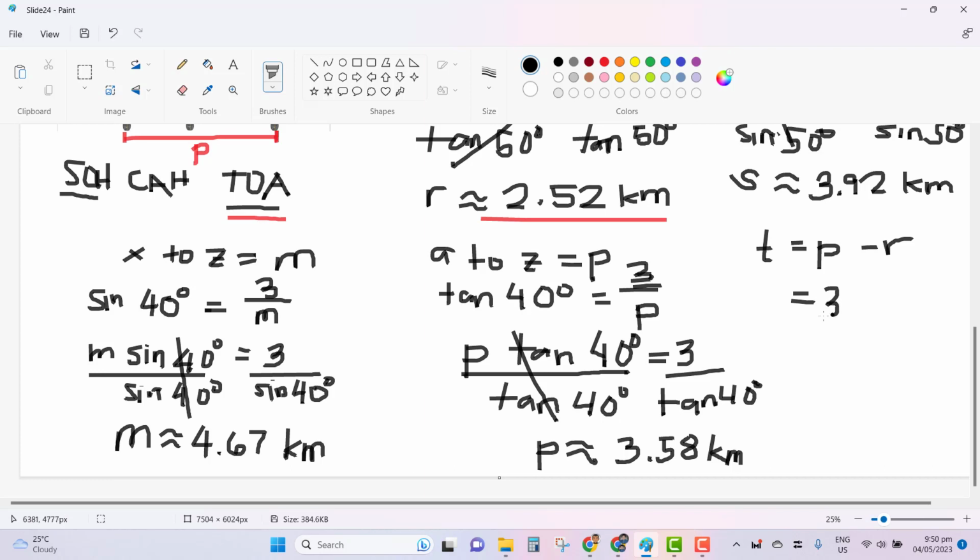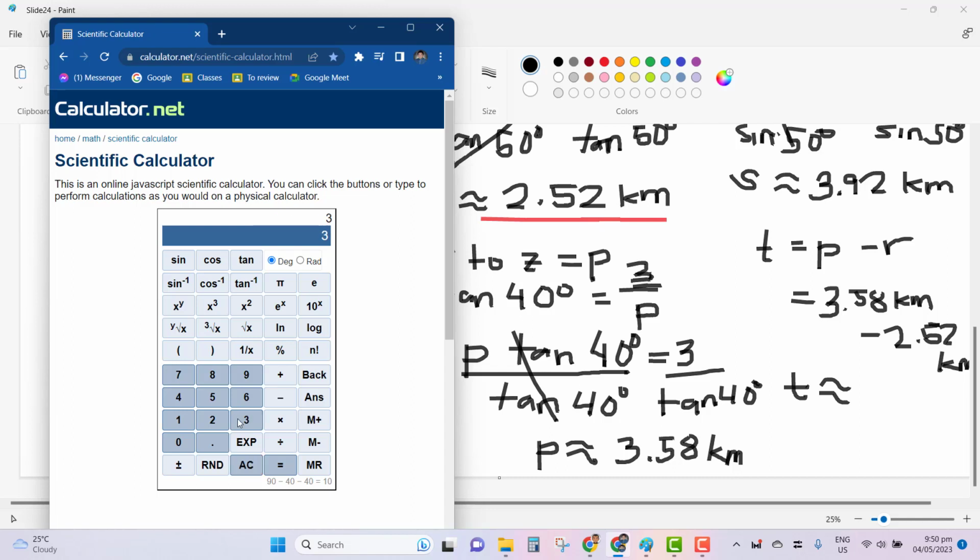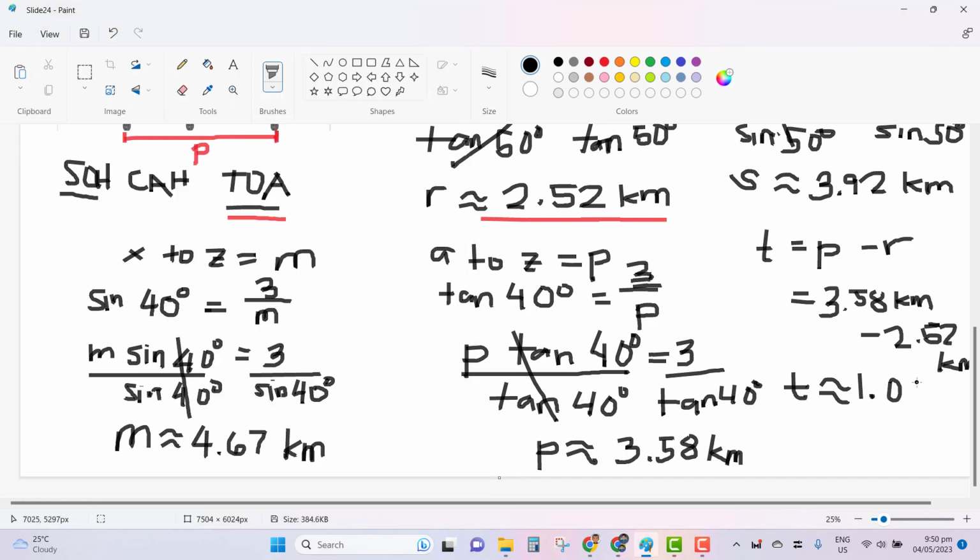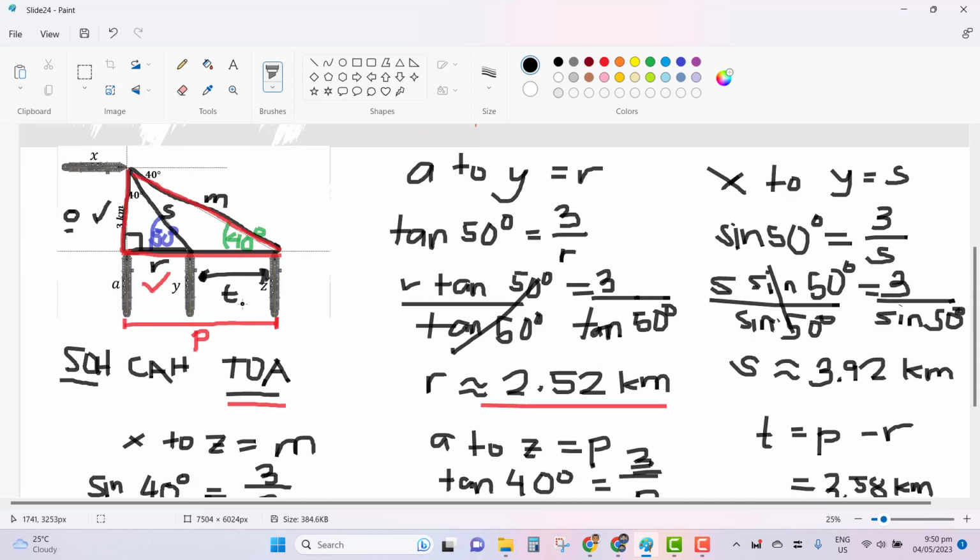But just for the moment, that's 3.58 kilometers minus your R of 2.52 kilometers. That means your T is approximately, we are using approximation because both values are already approximated, 3.58 minus 2.52 kilometers. That's approximately 1.06 kilometers. This is T. We are done with that.